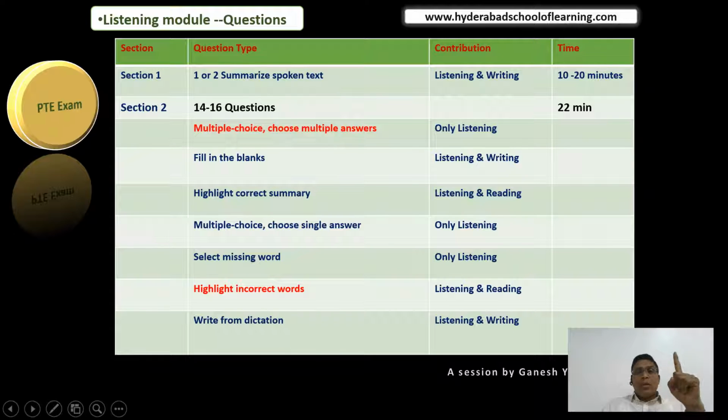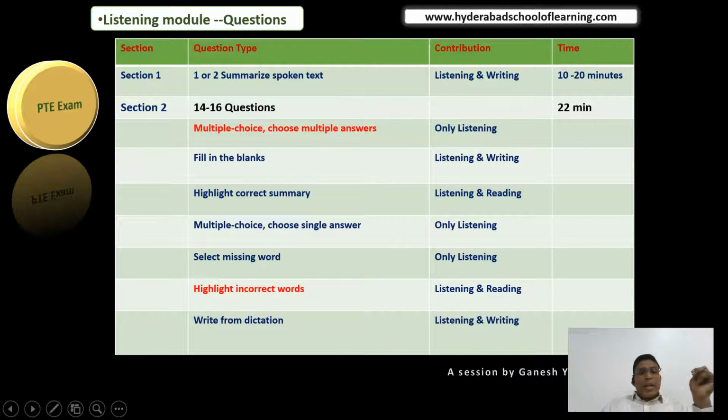You may get one, sometimes two also. Right, so the overall impact, those things, we will talk about in our next slides, contributions and points. And in section 2, we have 7 questions, and in the exam also we get questions in the same order that you find on my screen in listening section 2.